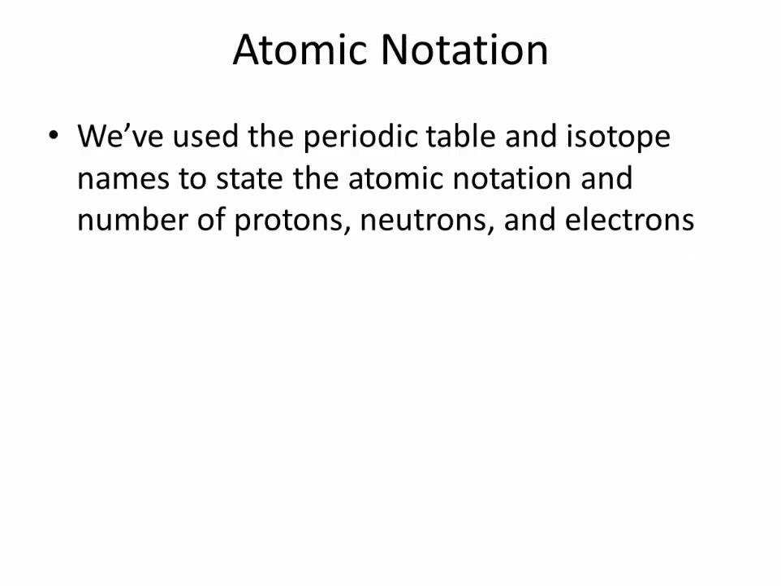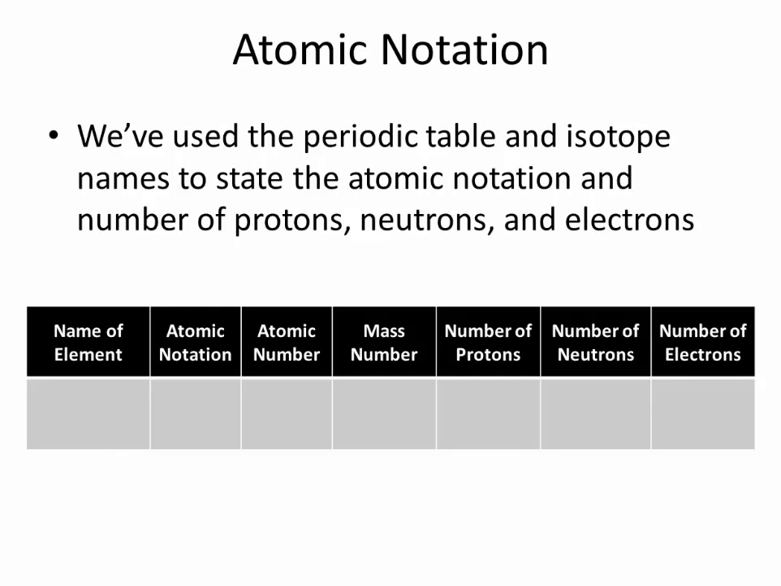During atomic notation, we use the periodic table and isotope names to state the atomic notation, number of protons, neutrons, and electrons. For example, when given the name calcium-41, we knew that the atomic number for calcium was 20 from the periodic table. The mass number was given in the name of the isotope, so 41. And using these two values, we could come up with the atomic notation. We'd write the symbol for calcium, Ca, and then to the left, we would write 41 on top for mass number and 20 below for the atomic number.